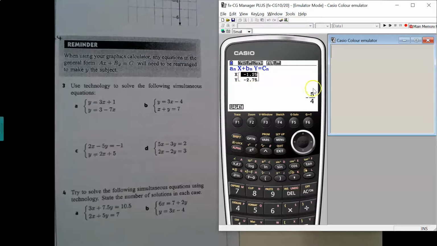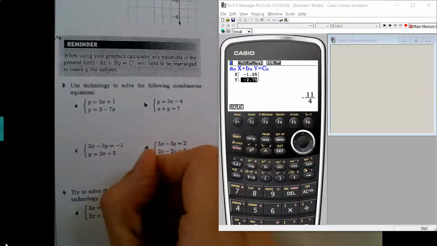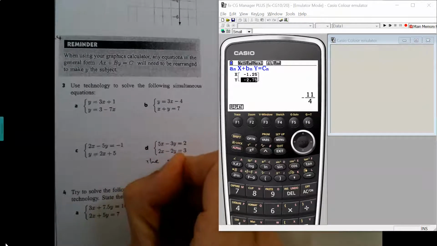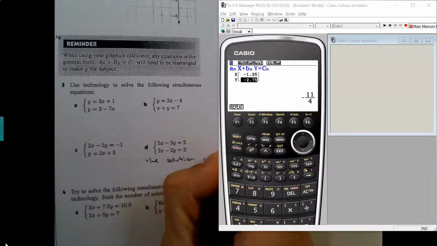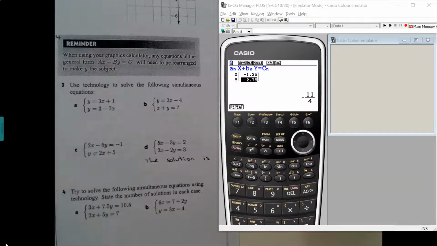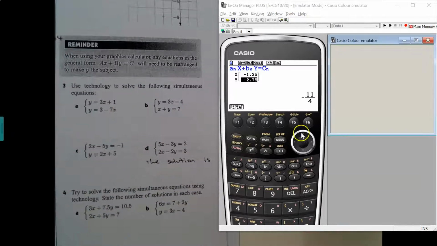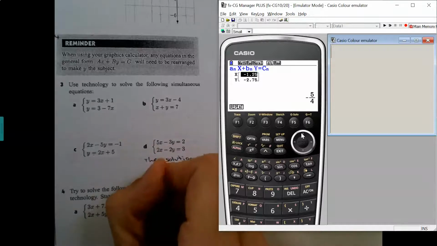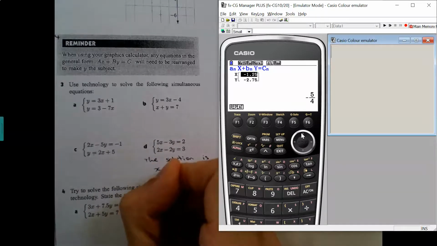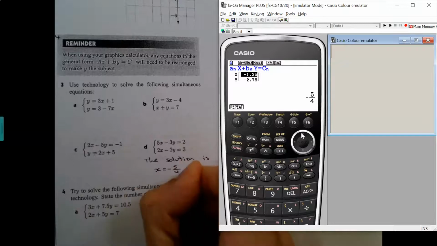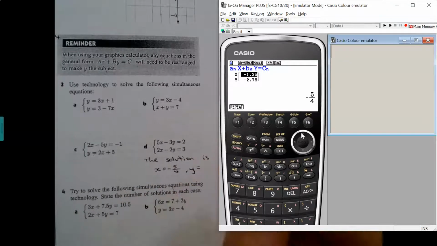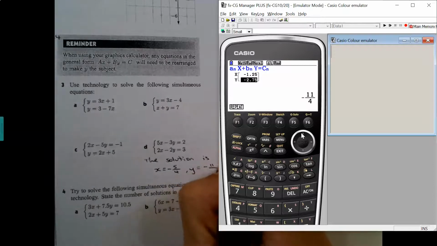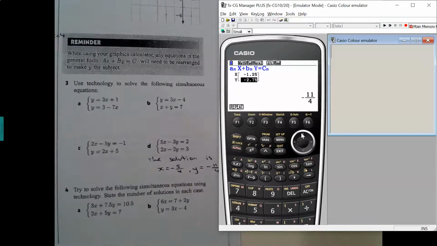It will say that x is equal to minus 5 over 4 and y is equal to minus 11 over 4. The solution is x is equal to negative 5 over 4, y is equal to minus 11 over 4.